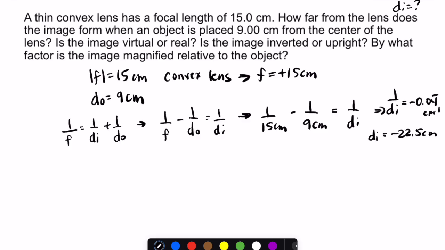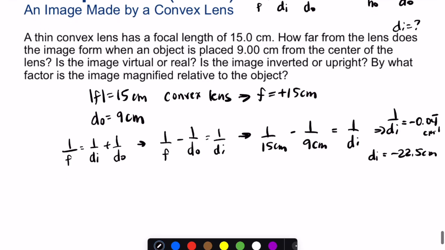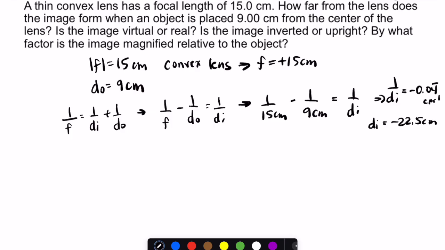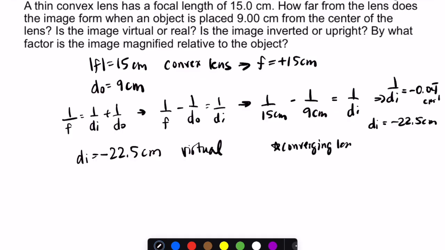So my image distance is negative. What does that mean for lenses? It means that it's a virtual image, doesn't it? And if that image is virtual, where is it? It means it's on the same side of the lens as the object. And so let's write that down, and let's go get a picture. So di is negative 22.5 centimeters, okay? Virtual, by virtue of its negativity. And so it's a converging lens, and we placed the object within the focal point, didn't we?